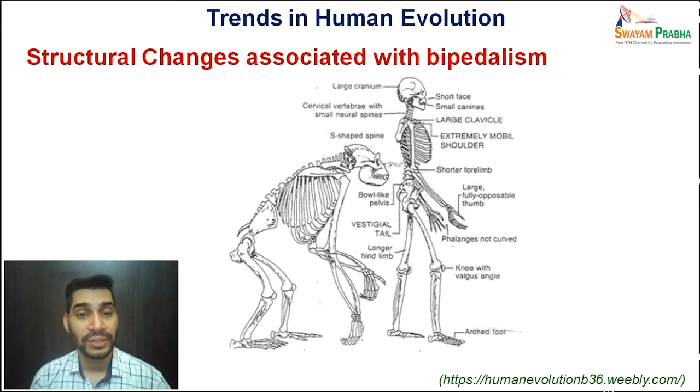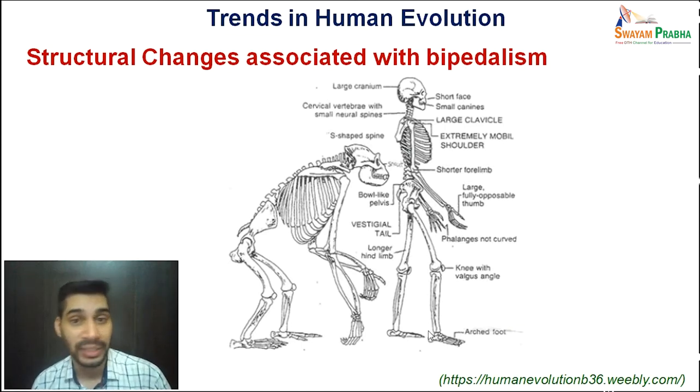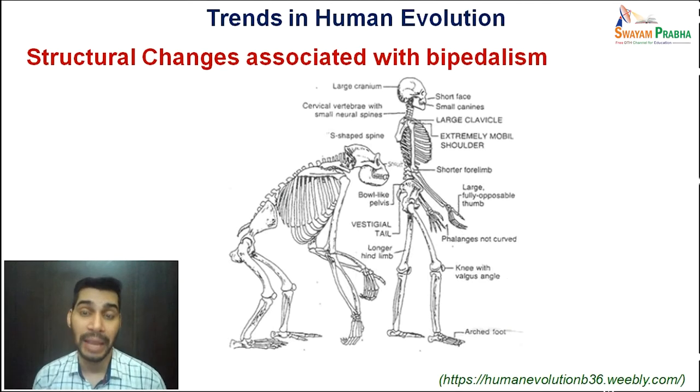So here on the left you see maybe the ancestral form, which is not bipedal, and here you can see the modern human, which is bipedal. So you can see the amount of changes that has occurred throughout the body, starting from the cranium to the spine, to the pelvic girdle, to the knees and the arched foot and so on. So a number of changes have taken place in order to develop bipedalism in modern humans.